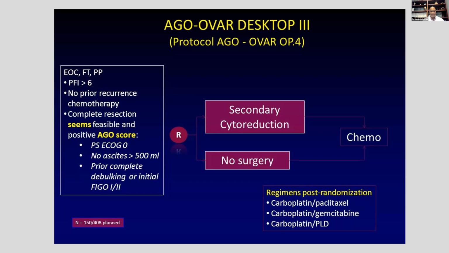This was called Desktop 3. It was done in Europe. And what they did was they took this group of women who had pretty much the most favorable recurrences. These are women who had recurrences after 6 months of completing their therapy. It was their first recurrence. They had been completely debulked at their first surgery. And they randomized those women to either get a surgery again before going on to chemo, or no surgery and going straight to chemo. And as I mentioned, since they had progression-free survivals greater than 6 months, they were getting platinum-based chemo again, carboplatin, gemcitabine, Taxol, or Doxil. Next slide.